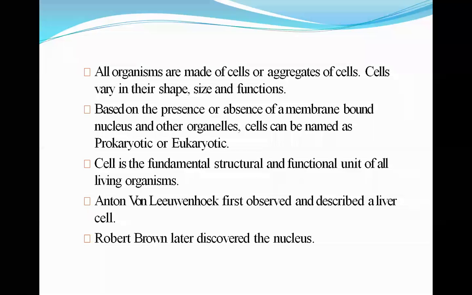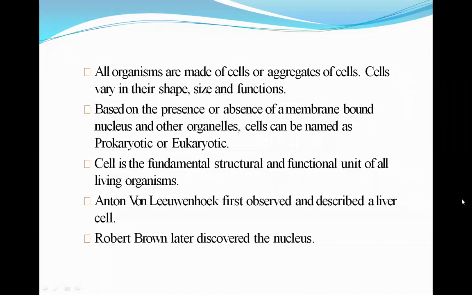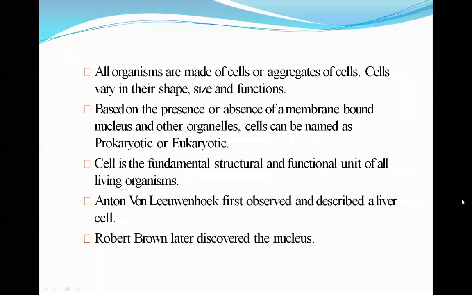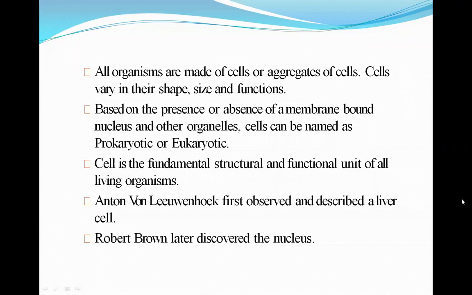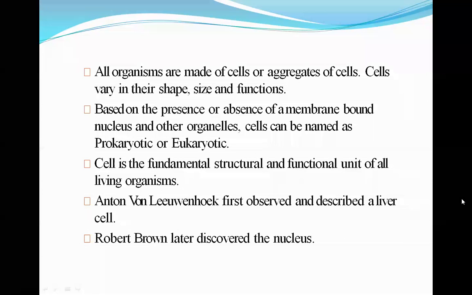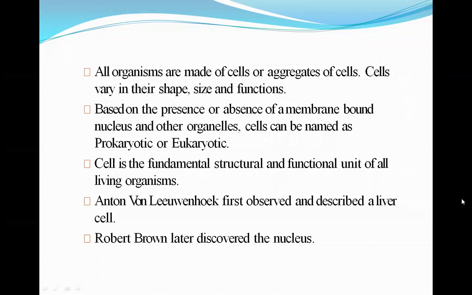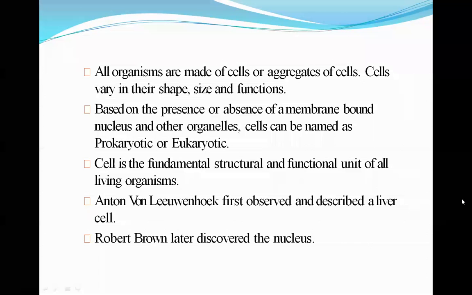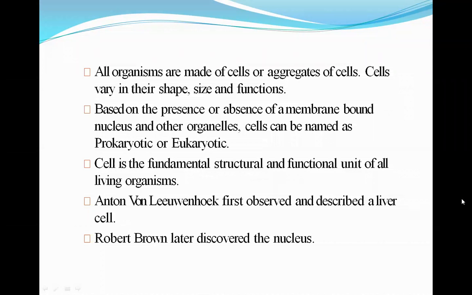Also all the cells perform different functions, right? Next, based on the presence or absence of a membrane bound nucleus and other organelles, cells can be named as prokaryotic or eukaryotic. The first main basic division observed is prokaryotic and eukaryotic. They are separated on the basis of the presence or absence of a membrane bound nucleus and membrane bound organelles. So the first main difference between prokaryote and eukaryote is that the membrane bound organelles and nucleus are either present or not. We are going to see prokaryotic and eukaryotic in detail in the further lecture.